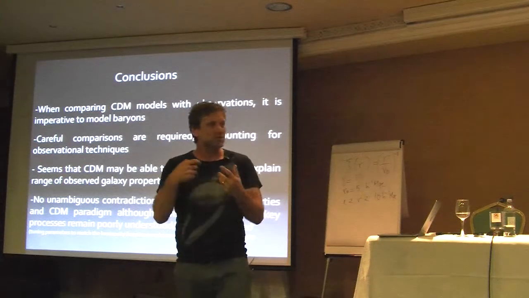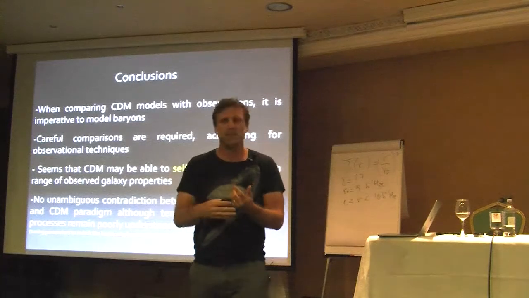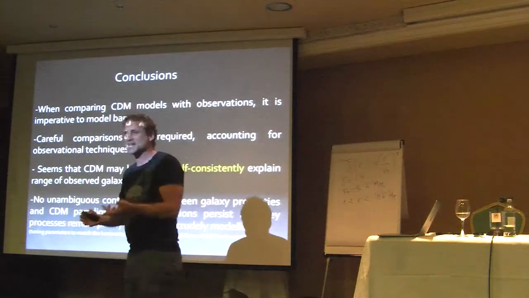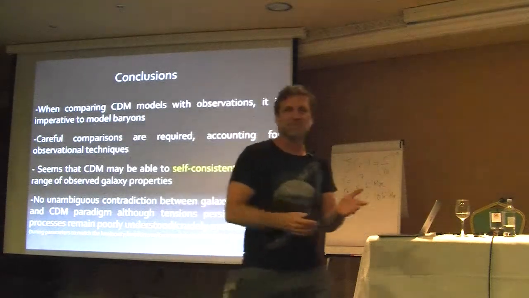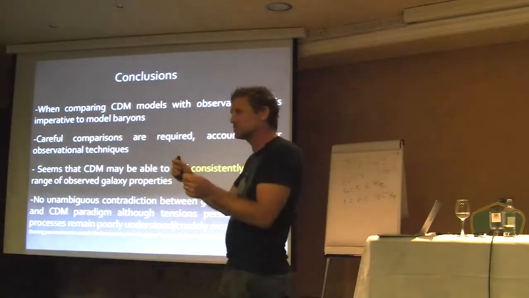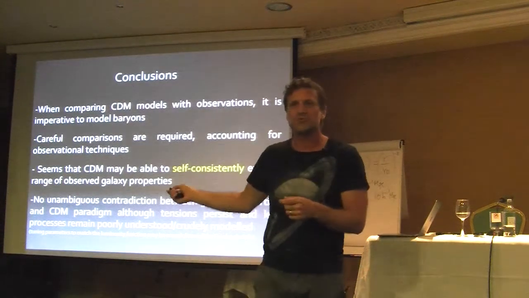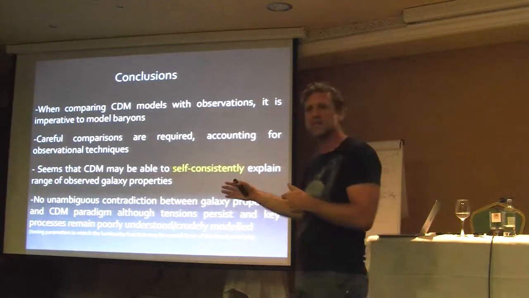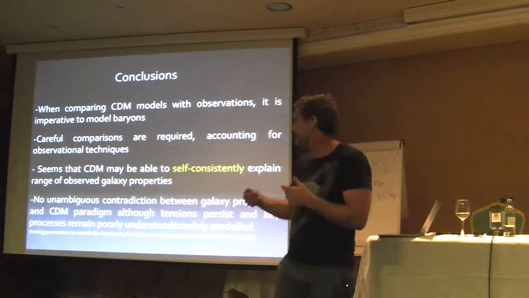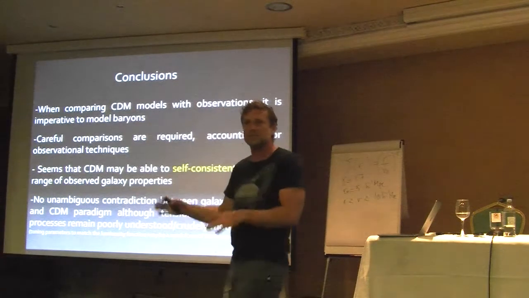But once we have become better and better at this, it seems that CDM may be able to self-consistently explain a range of observed galaxy properties, and I think I'm not the first person to say that it's an annoyingly good match of CDM to some of these observations. Okay, this week we've seen a lot of things that people would like to see as a deviation from CDM, but it seems to be doing quite a good job at forming galaxies on small scales. There's certainly, I would say there's no unambiguous contradiction between galaxy properties and the CDM paradigm at the moment. Other people would disagree with me.